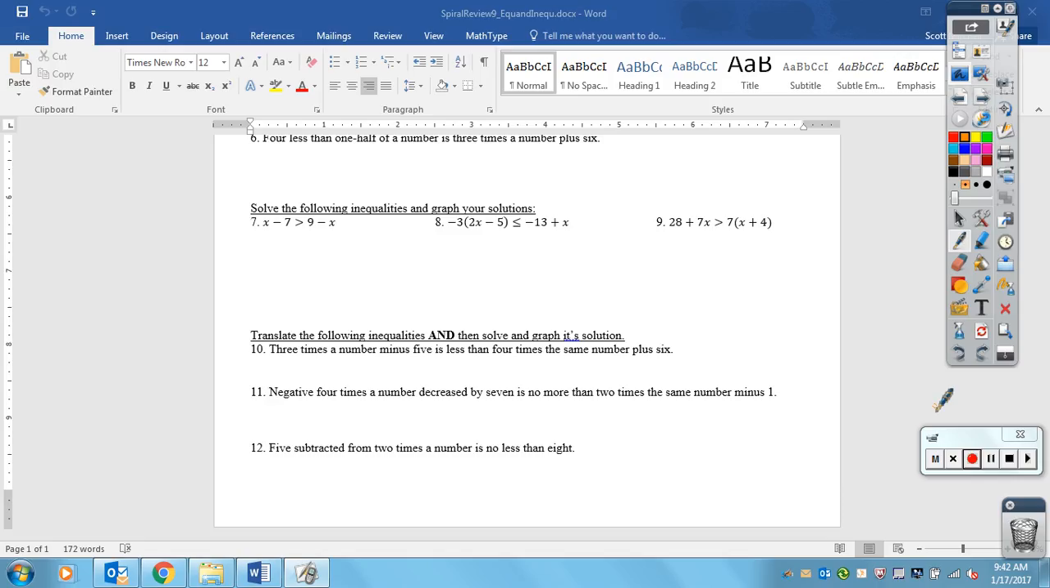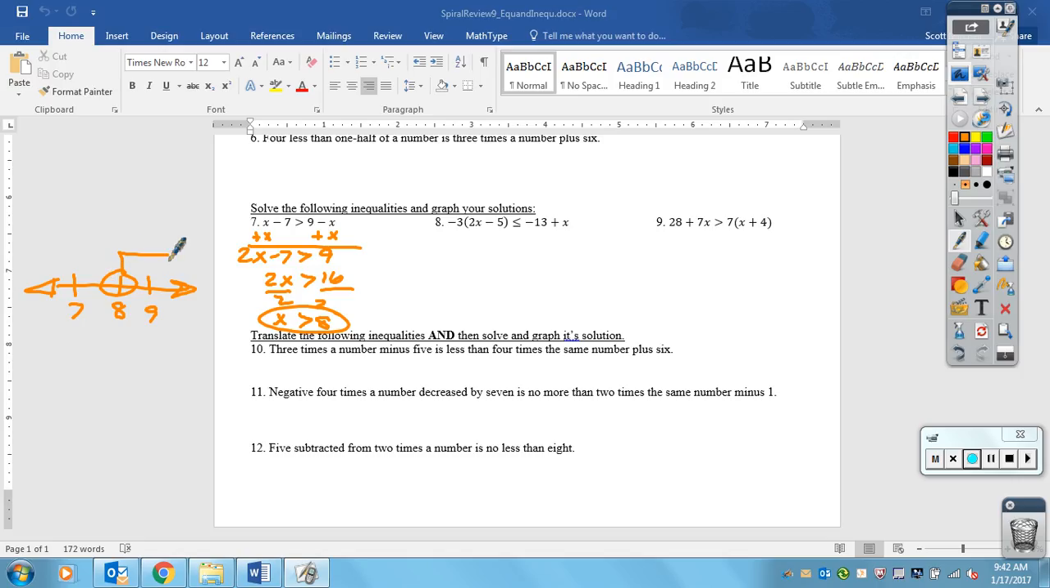7. Solve and graph. Variables on both sides, tricky because it's a minus x. You add x. 2x minus 7 is greater than 9. Add 7 to both sides. 2x is greater than 16. Divided by 2, divided by 2 to get x is greater than 8. It does not flip. When I graph this, it's 8.